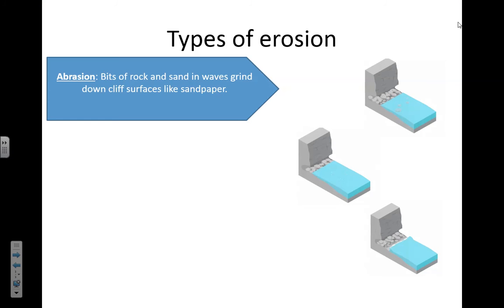So we looked at 3 types of erosion. The first type of erosion is abrasion. That's where bits of rock are thrown onto the cliff face. As those bits of rock are thrown onto the cliff face, it starts to grind away like sandpaper.